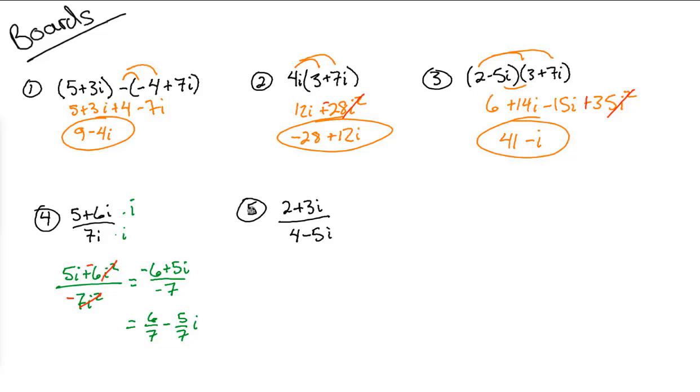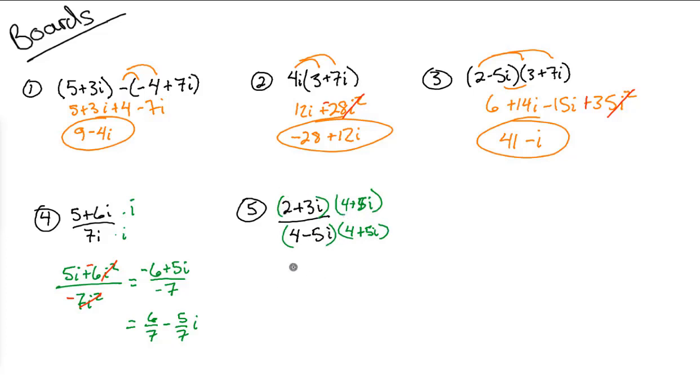All right, the last one, number 5. This is a binomial on the bottom, so we have to times by its conjugate, which is 4 plus 5i. So that is what we're going to be timesing by, 4 plus 5i on top and bottom to get rid of any i's on the bottom.